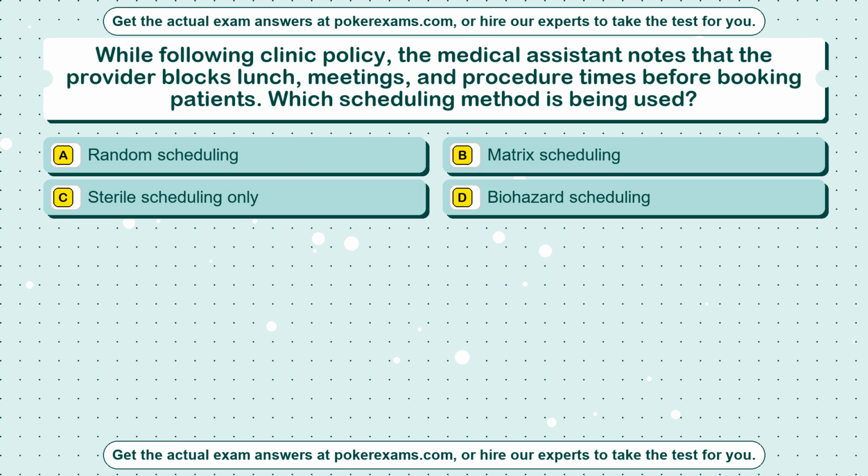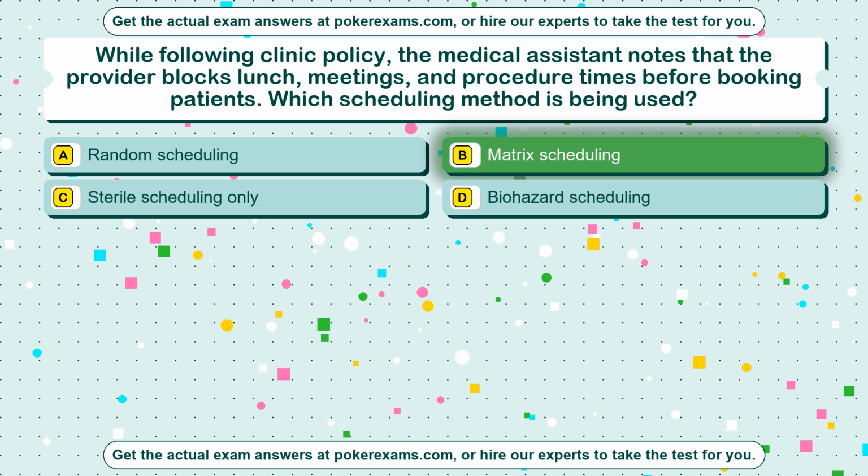Question 73. While following clinic policy, the medical assistant notes that the provider blocks lunch, meetings, and procedure times before booking patients. Which scheduling method is being used? Option A, random scheduling. Option B, matrix scheduling. Option C, sterile scheduling only. Option D, biohazard scheduling. The correct answer is option B, matrix scheduling.